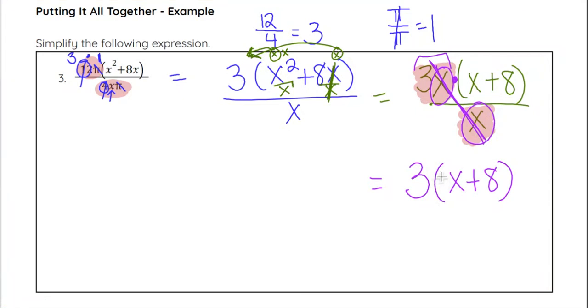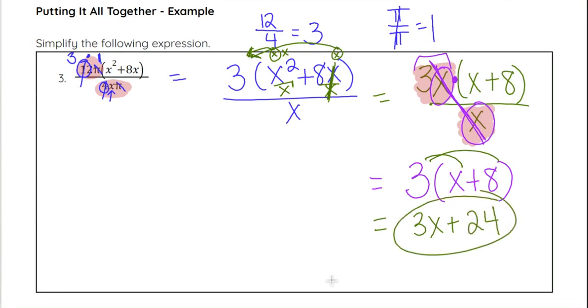So at this point, we have 3 times x plus 8. We can distribute that 3. 3 times x is 3x. 3 times 8 is 24. So 3x plus 24 can be considered our simplified version. And it is in standard form because our x term with the first power technically is the highest exponent, and then our constant of 24 is at the end.